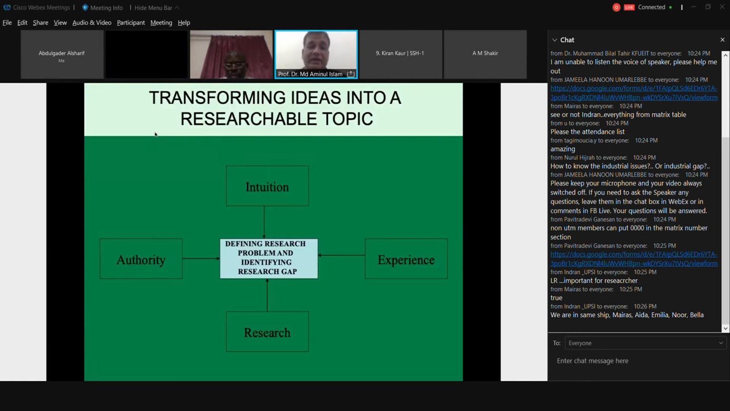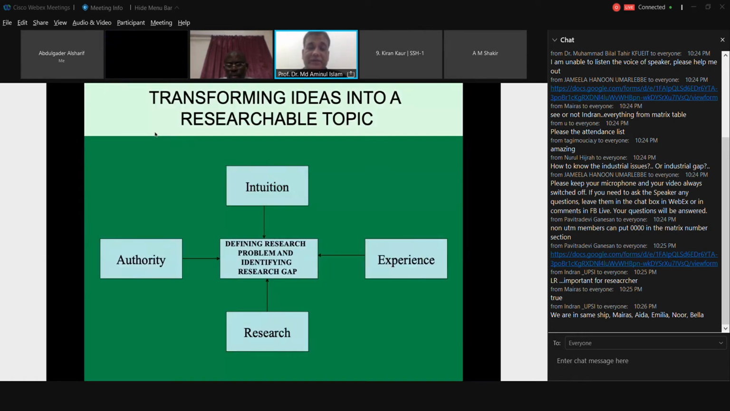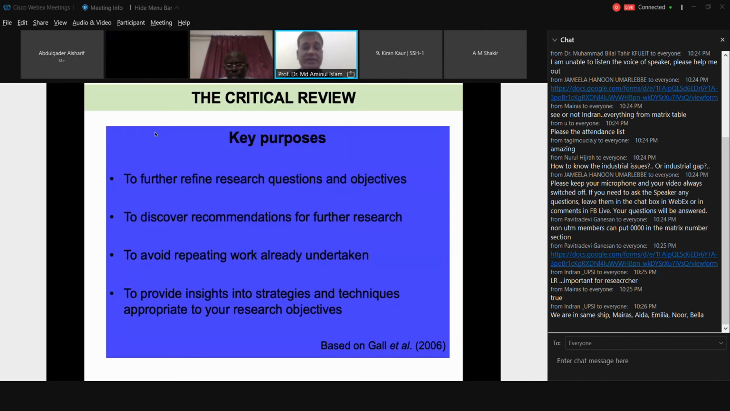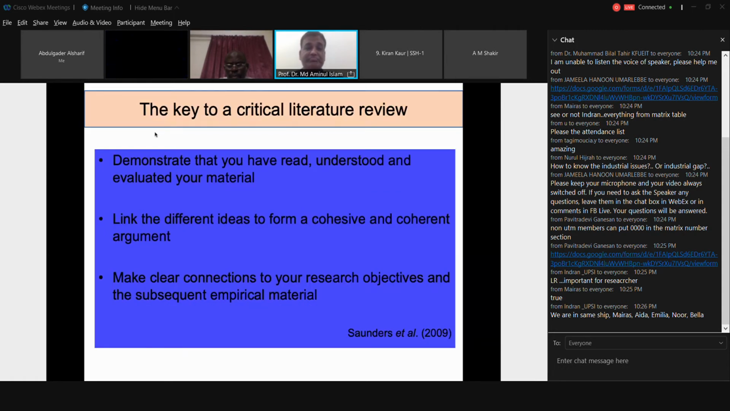I don't think this one I want to talk about. A critical literature review. Basically the purpose of doing it is to refine your research question and objectives. You discover recommendations for further research. I talked about it a lot. You avoid repeating works already undertaken, and it provides insight into the strategies and techniques being used. So these are the key points of a critical review.